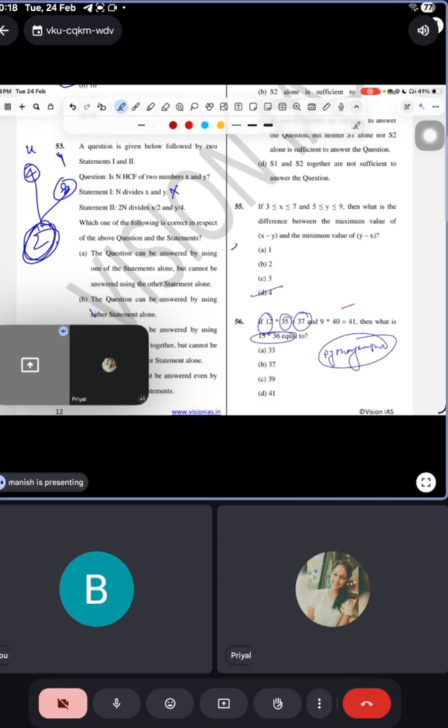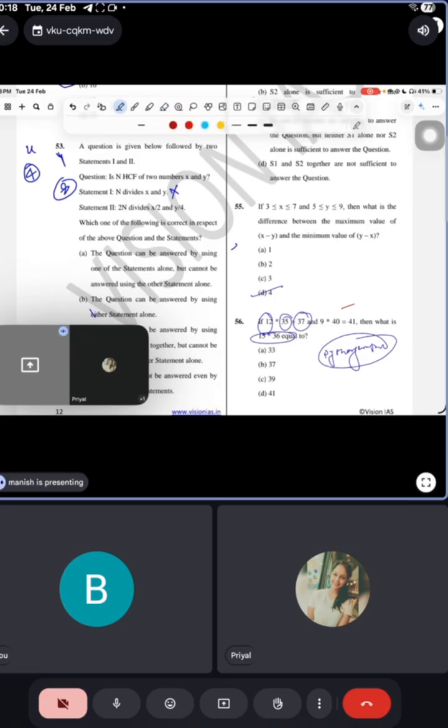Many people will say, okay, it is dividing, so it will be the HCF. No, guys. Division does not equal HCF. HCF means highest. Yes, guys, there is the catch actually. Beautiful question actually.